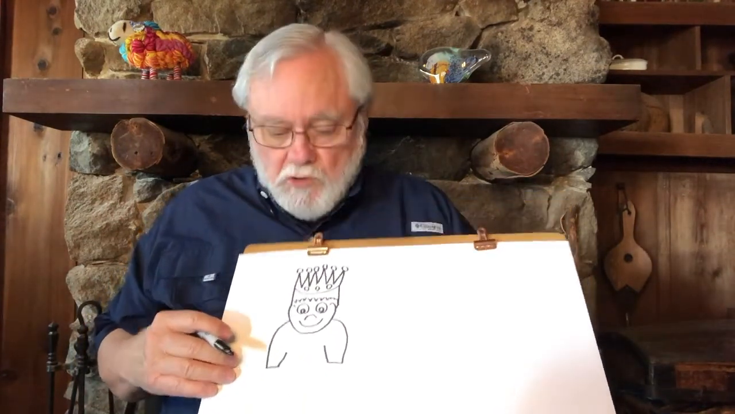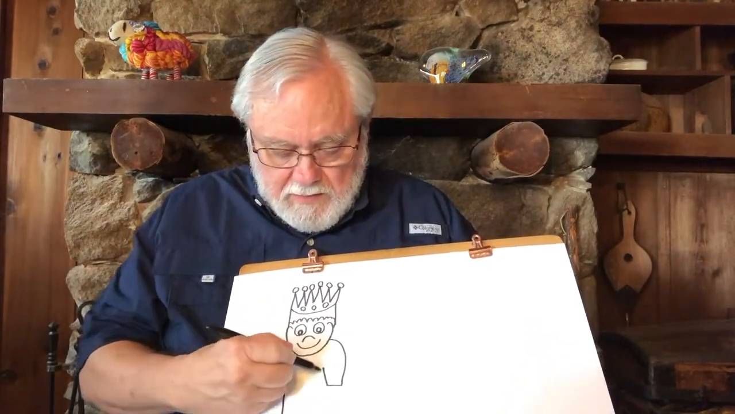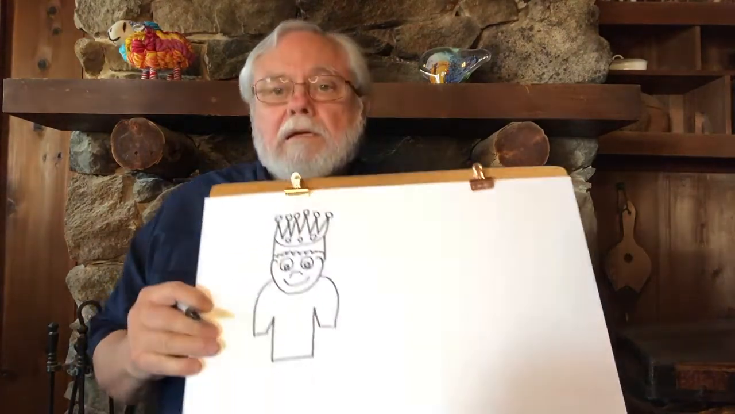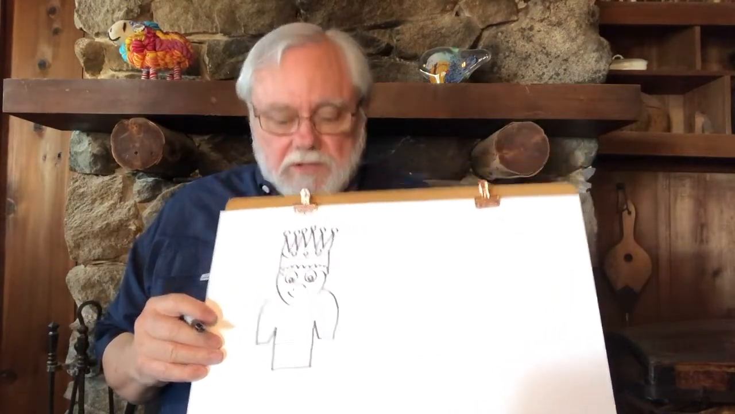Now let's make his torso. So that's the tummy and the chest part of the body. So I'm going to come down from those two lines and in. Now, kings often wear what's called a sash to show that they're a king.